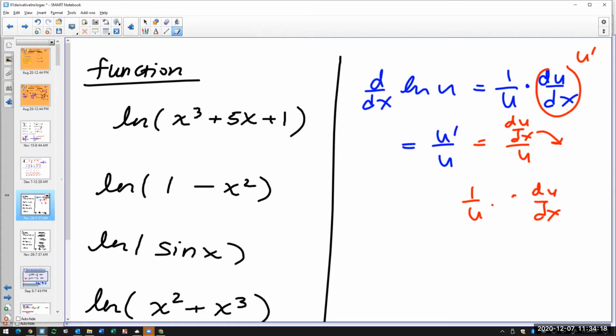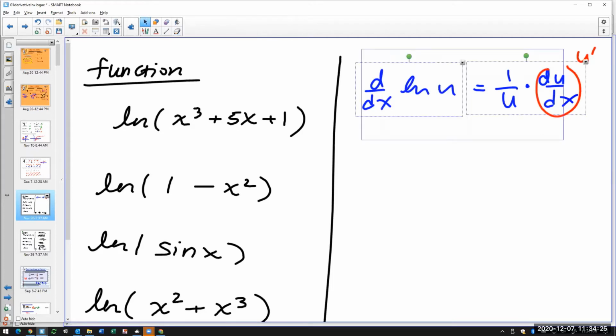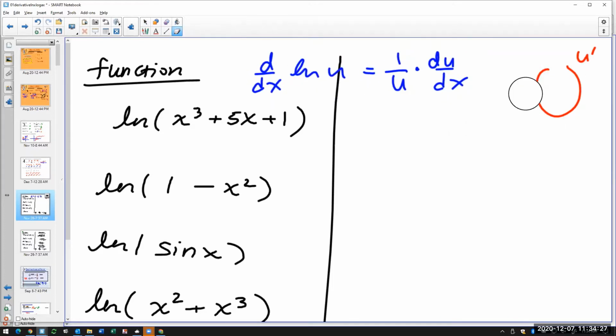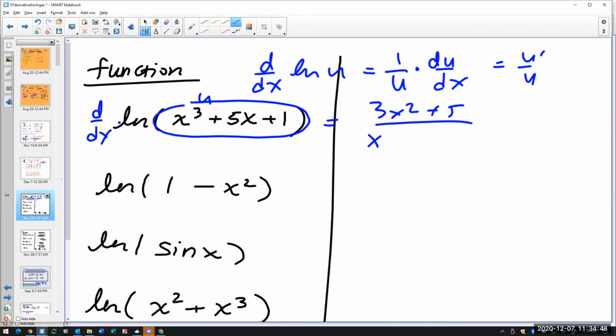I'm going to pull this up a little bit so it's not in my way. Knowing this, which is actually the same as u prime over u, the derivative of ln of u, see if this makes sense. This is your u. The derivative of ln of u is equal to u prime over u. That's the derivative of this, 3x squared plus 5, over u, x cubed plus 5x plus 1.